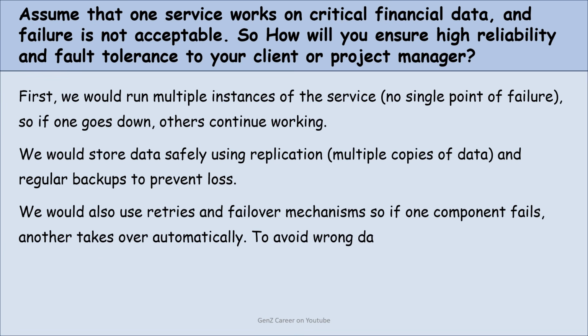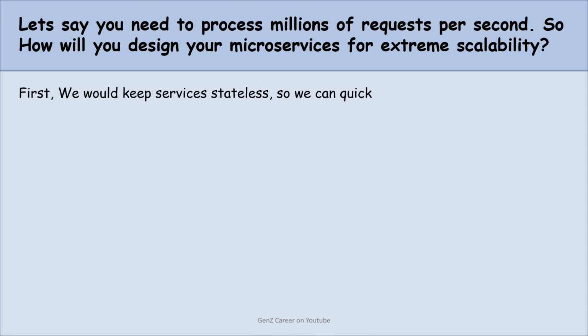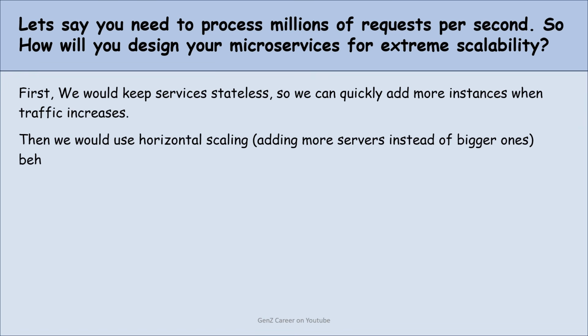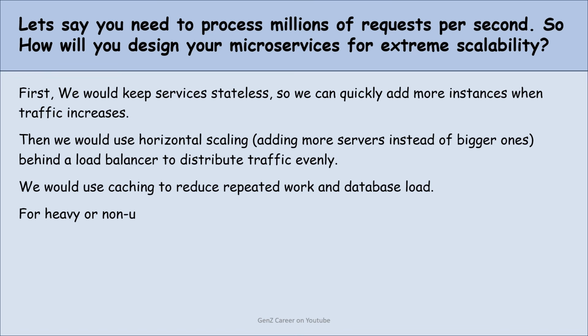Next question is, guys, let's say you need to process millions of requests per second. So how will you design your microservices for extreme scalability? First, we would keep services stateless so we can quickly add more instances when traffic increases. Then we would use horizontal scaling, meaning adding more servers instead of bigger ones, behind a load balancer to distribute traffic evenly. Then we would use caching to reduce repetitive work and database load. For heavy or non-urgent tasks, we would use asynchronous processing so requests don't block. Are you getting my point?